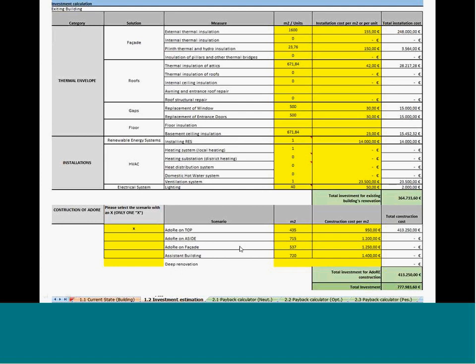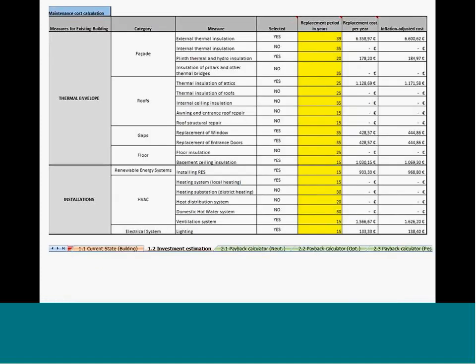And on the lines, the user can pick the scenario: will the add-on be on the top, on the side, or as an adjacent building, etc. In this case, we have put it on the top. So we see that the total investment for the existing building is almost 364,000 euros, and for the add-on there will be an increase of 413,000 euros. So the total investment using add-on and deep renovation would be 777,000 euros.